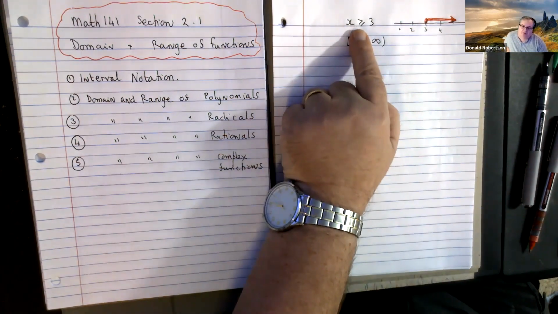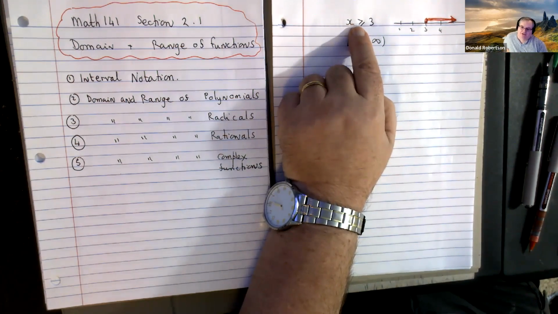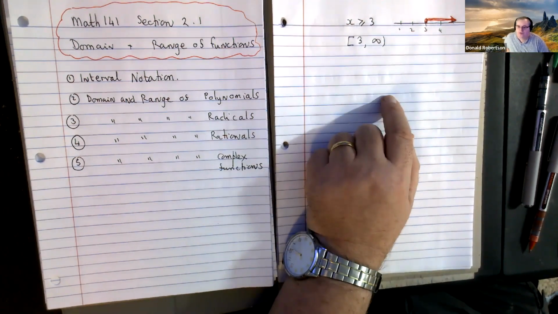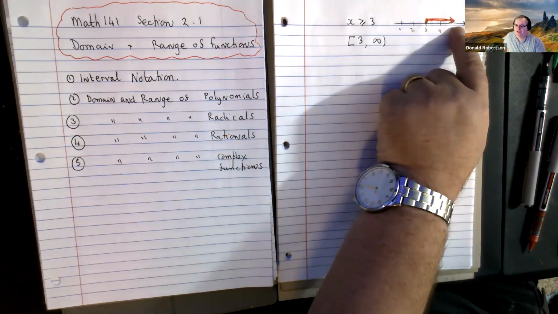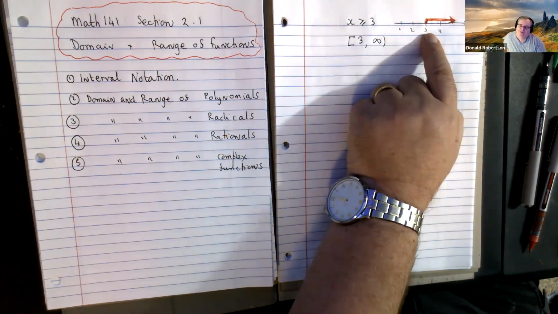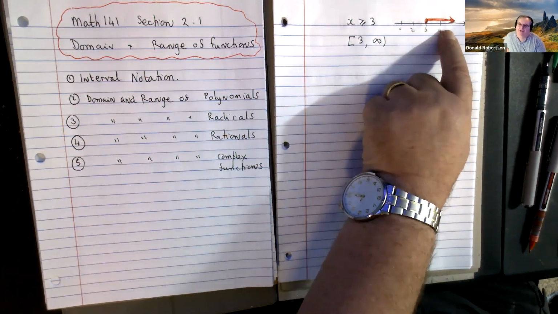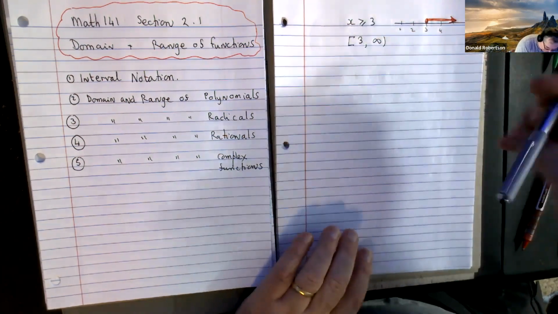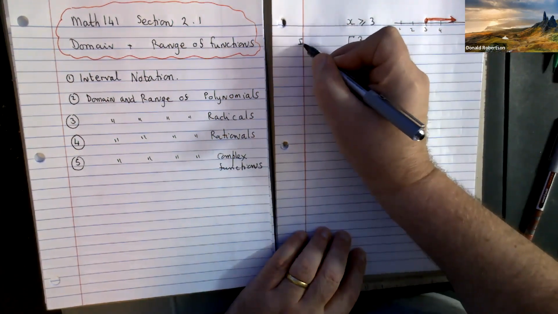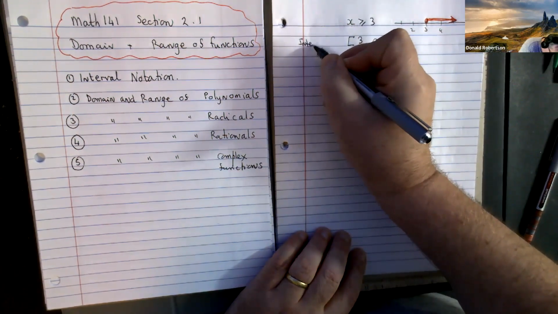And so we could write it down algebraically, x greater than or equal to 3, which is not that uncommon. Or we could visualize it by drawing a little picture like I've just done here, and that would indicate that x would be greater than or equal to 3. And lastly, this one here, which is the one we're interested in, is called interval notation.